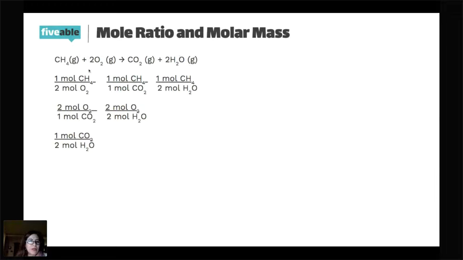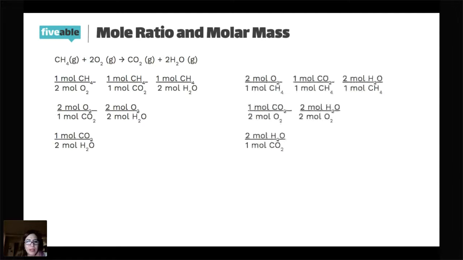So now we can do 2 moles of oxygen to 1 mole of carbon dioxide, 2 moles of oxygen to 2 moles of water, and lastly, 1 mole of carbon dioxide with 2 moles of water. We can have it in this format or in the reciprocal, depending on what we need in our particular problem. Any questions about the mole ratios or how to get them from a balanced equation?